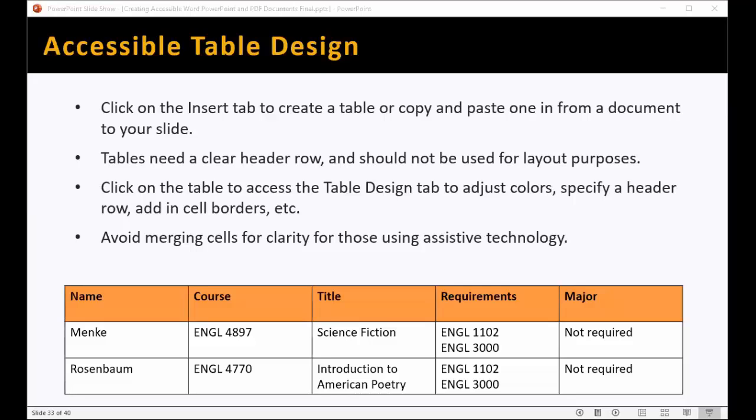Here I have a screenshot at the bottom where I've inserted a table into my slide, and this is a very accessible example of a table. It has bold color contrast, so the text is easy to read. It has a clear column heading on each column, and every data cell relates back to that column header.